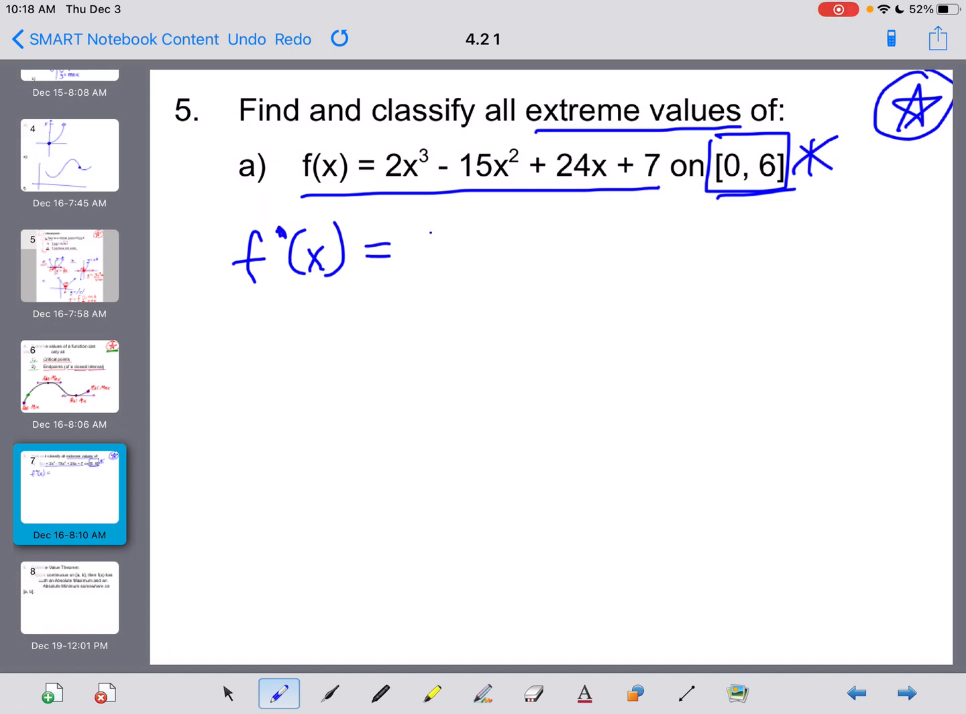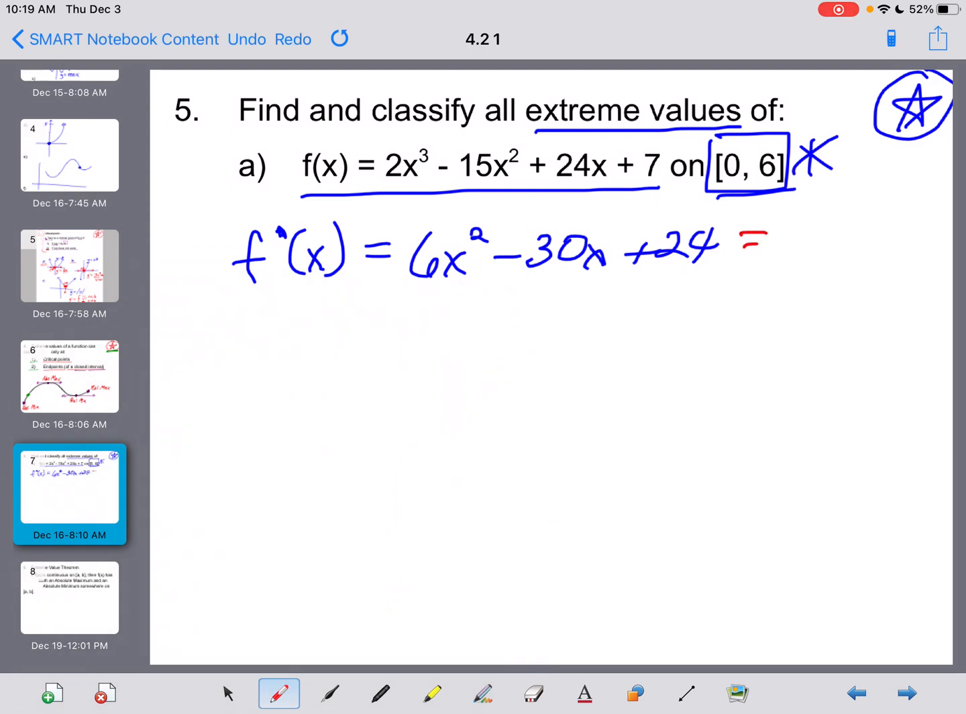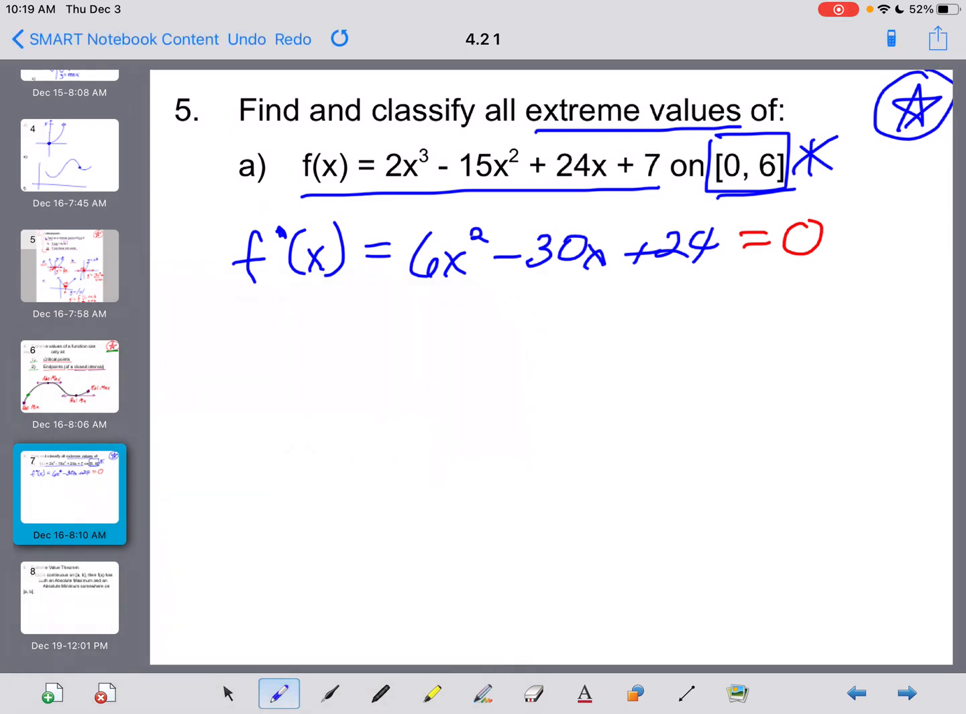So f prime of x looks like it's going to equal 6x squared minus 30x plus 24. Two questions. Is that derivative ever going to equal 0? I think the answer to that is yes, but we'll find out. And the second question, is that derivative ever going to be undefined? The answer to that is no. This is a polynomial derivative. Polynomials are always defined.